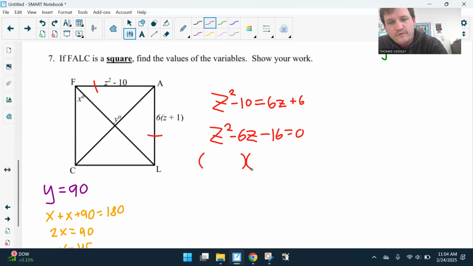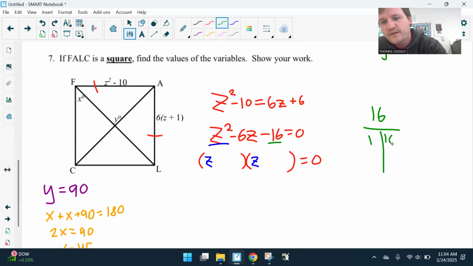Remember, you always, God, I feel like I say this 100 times, you always multiply it to the ends. What times what is z squared? That's going to give us z times z. What times what is 16? If you just want to think about it, your factors of 16, you got 1 and 16, you got 4 and 4, and how about 2 and 8? When we add these factors together, we want to get a 6 somehow. So the only way for us to get a 6 here is with the 2 and the 8.